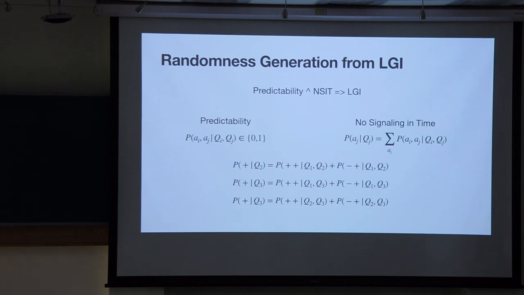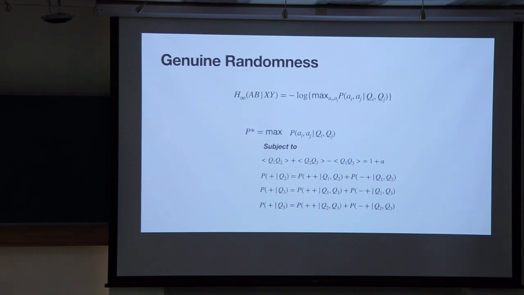Now it is important to point out that unlike no signaling, which comes from special relativity, this doesn't have to be satisfied, but you can design experiments in which this is satisfied. And so from here we can see that if we do an experiment that violates this Leggett-Garg inequality and satisfies the no signaling in time constraints, then our outcomes will be random. So the first thing we did was to quantify the genuine randomness that we got from this experiment.